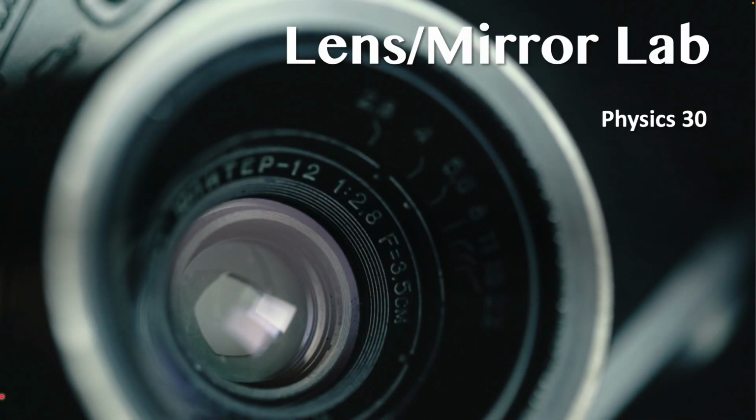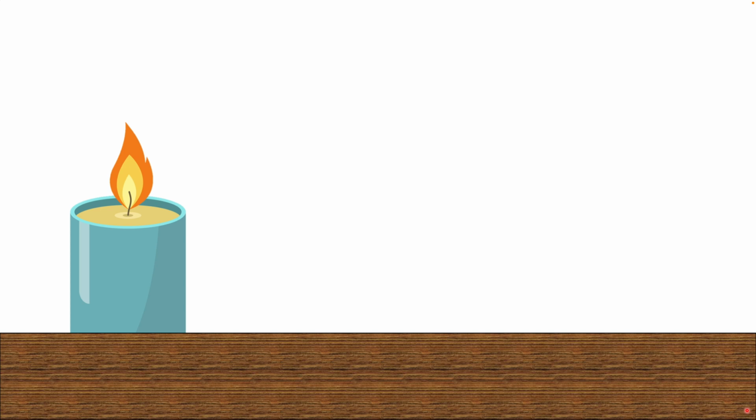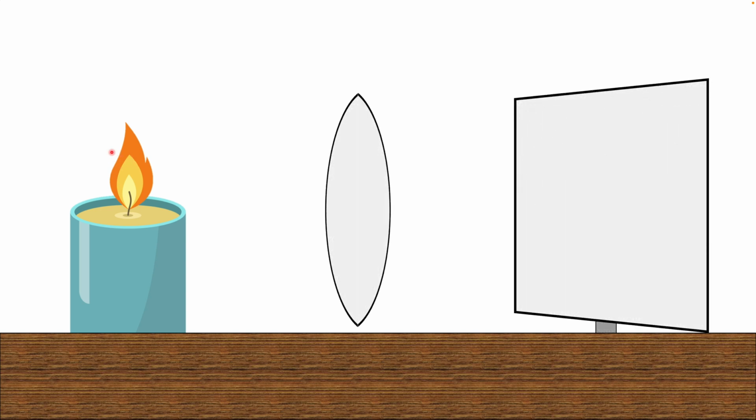Okay, welcome back everyone. Today we're going to be looking at a lens/mirror lab that is commonly tested in Physics 30. On Physics 30 tests, it's common to get a scenario about a lab or an experiment and you have to answer questions about it. One common type of example is an experiment with a light source or an object, which is going to be our candle, and that light passing through a lens and then getting focused onto a screen.